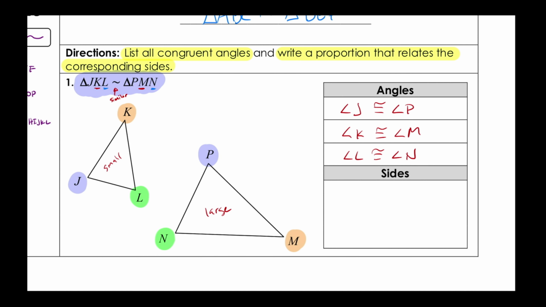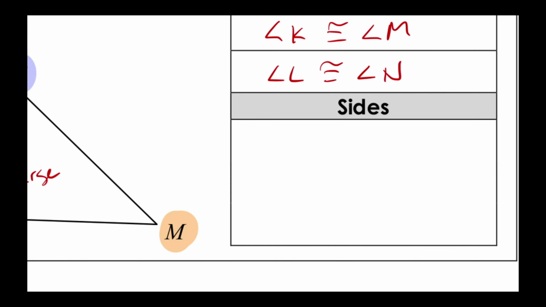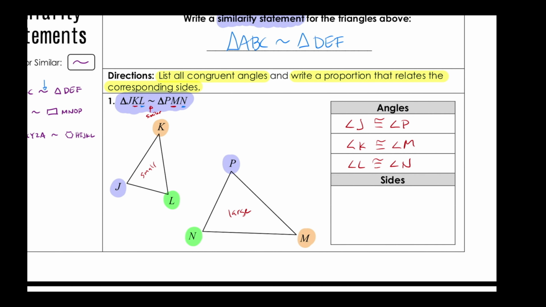Okay, so now let's write a proportion. You have to decide. It doesn't tell you which one. Oh, actually, this one's first, right? Is that the small one or the large one? That's the small one. Very good. So small comes first. And then what comes second? Large.